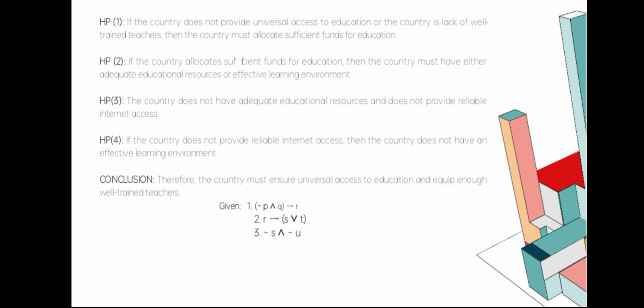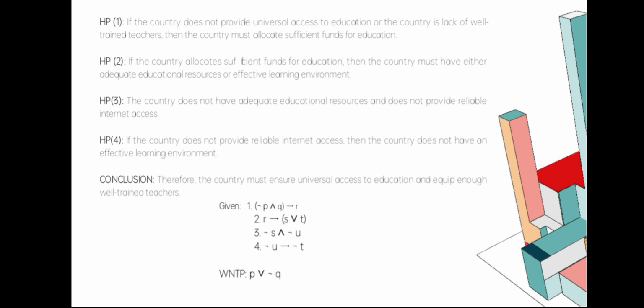For hypothesis 4, if the country does not provide reliable internet access, then the country does not have an effective learning environment. So it also uses the if-then statement, and that's why we use the implication: negation U implies negation T.